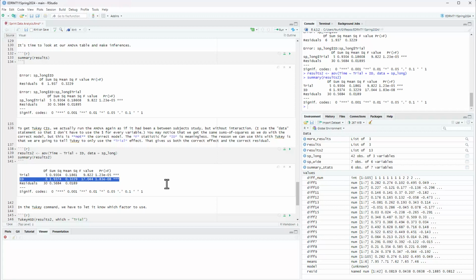So I'm going to ignore that. I literally am going to ignore that. Can I go ahead and do these contrasts with this table? I can, because I can ignore that ID.